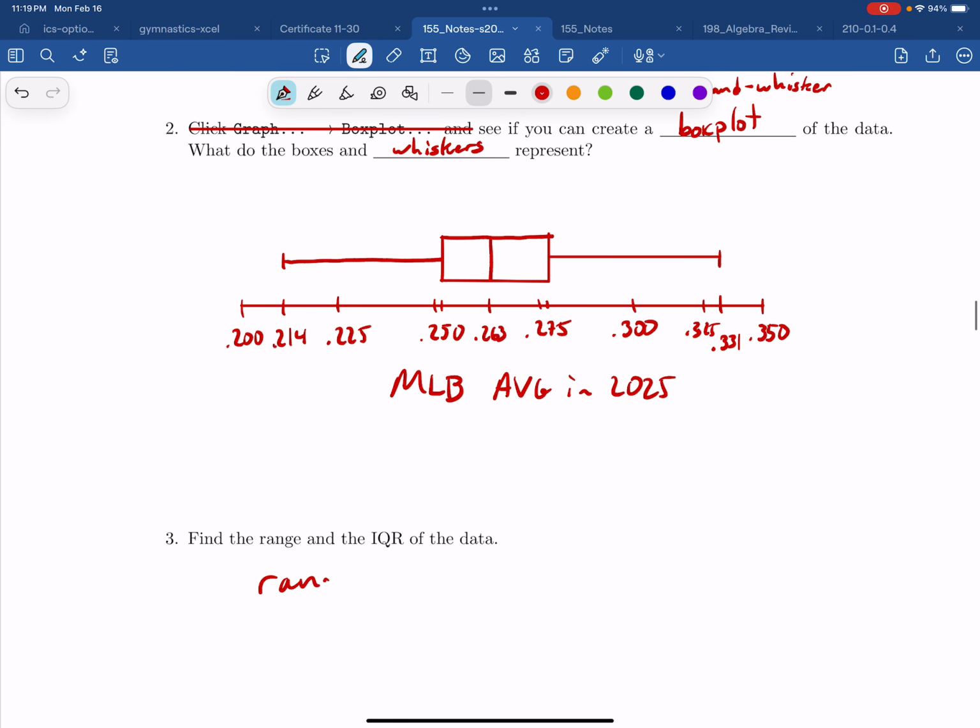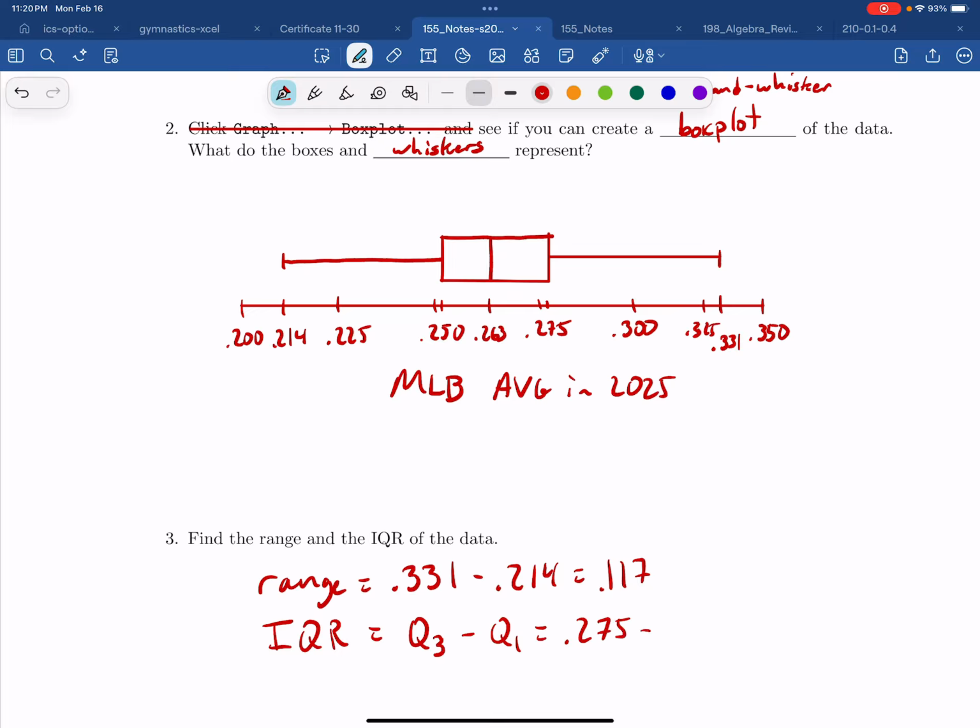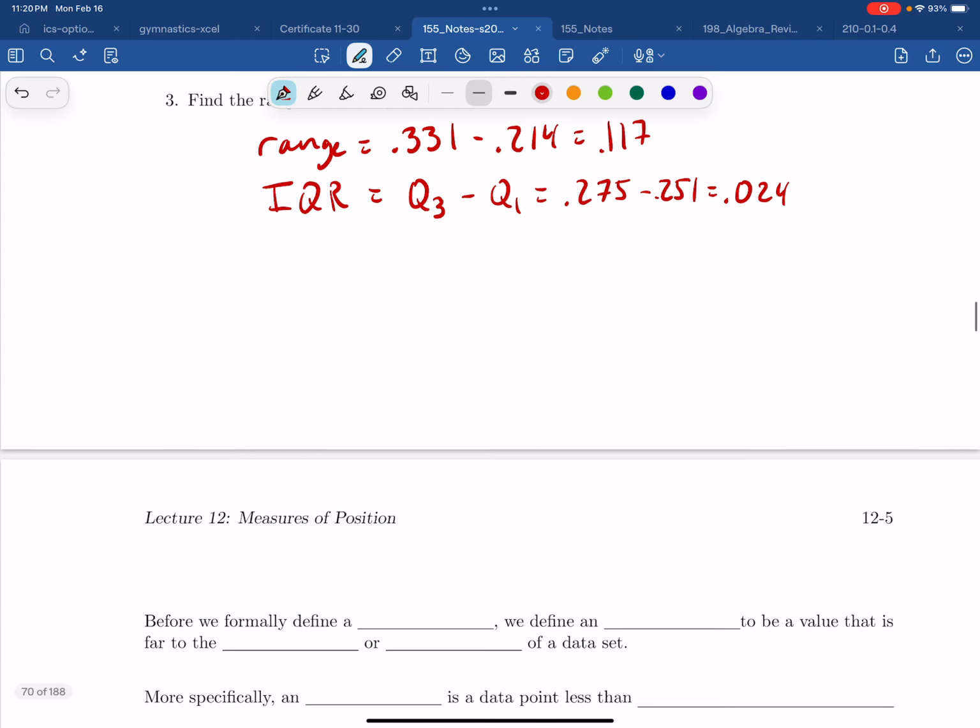So anyway, what's the range and the IQR of the data? Well, the range is going to equal 331 minus 214, which equals 117. The IQR equals Q3 minus Q1, which equals 275 minus 251, which equals 24. Okay, so there's that.